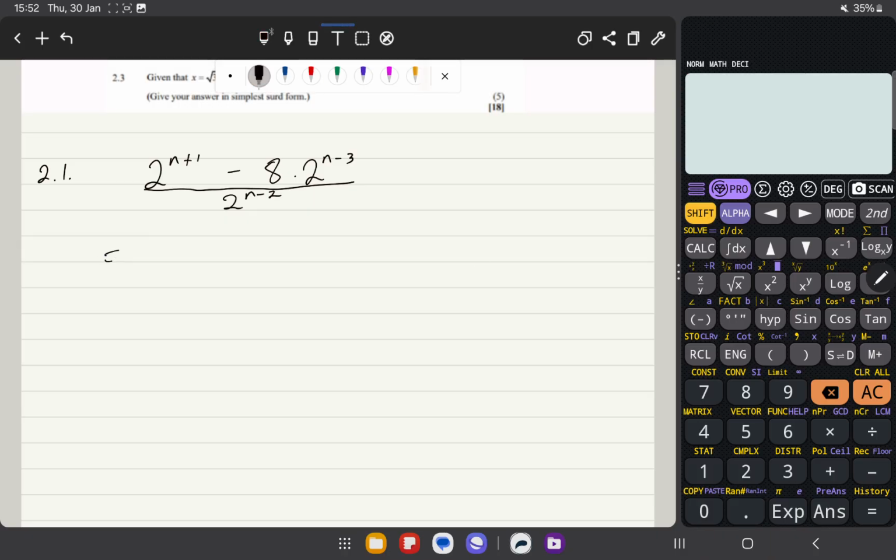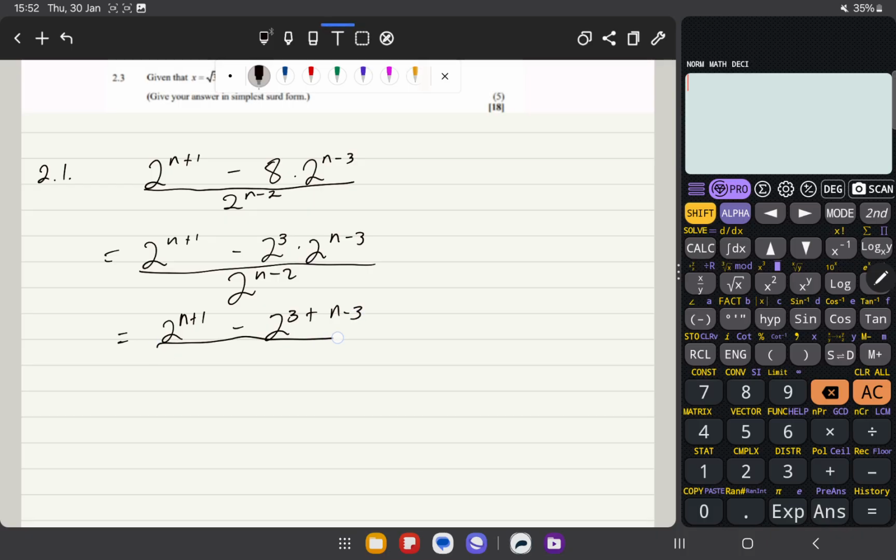To answer this question, I have 8 here, which I can just write as base 2. So I'm gonna have this guy plus 1 minus, that's 2 to the power of 3, multiplied by 2 to the power of n minus 3. Right? Then we can just add the exponents because we are multiplying and we have the same base. So we have 3 plus n minus 3, which is n. Then we realize that the 3s are going to cancel out each other. 3 minus 3 is 0.